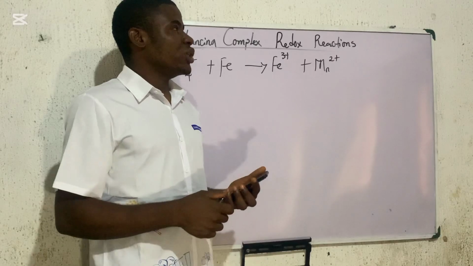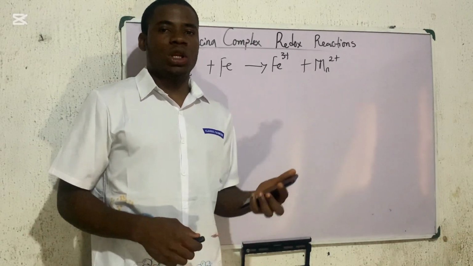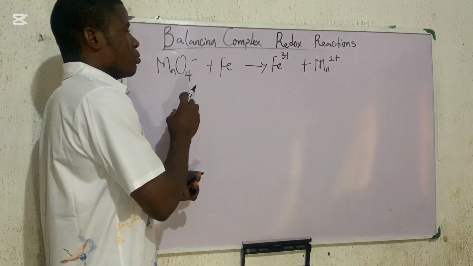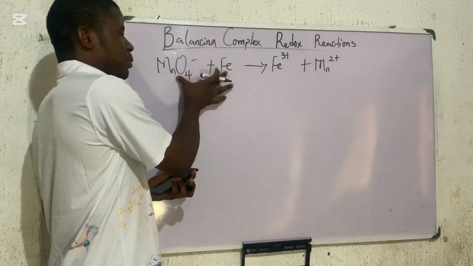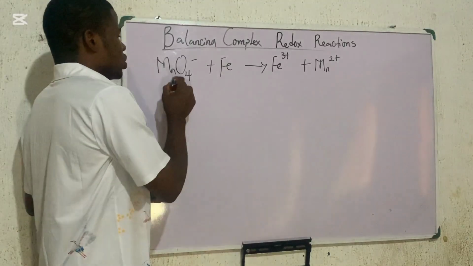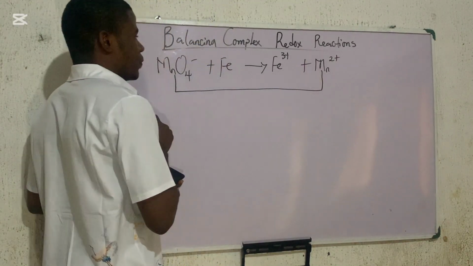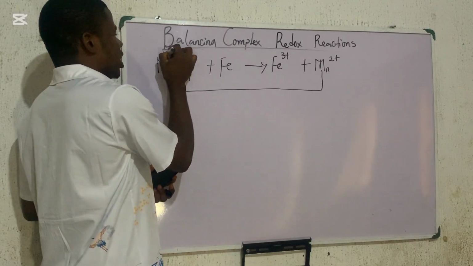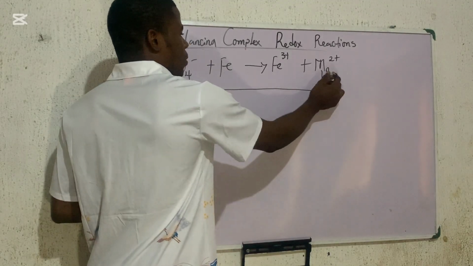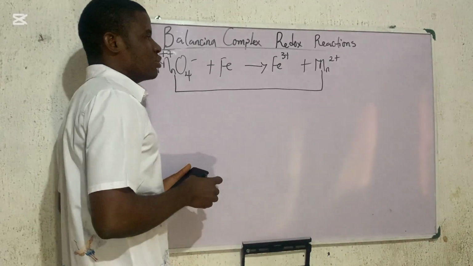Remember, for you to balance a complex redox reaction, the first step is splitting into half reactions, that is, the reduction half reaction and the oxidation half reaction. For us to split, we have to identify the species undergoing either reduction or oxidation. Manganese 7 ion finally gave us manganese 2 ion. The oxidation number of manganese decreased from +7 to +2.